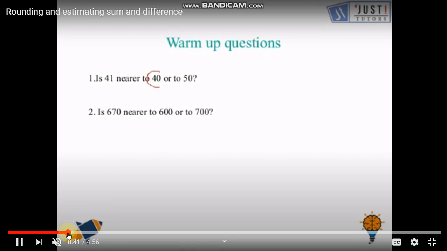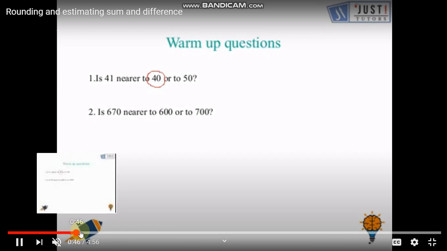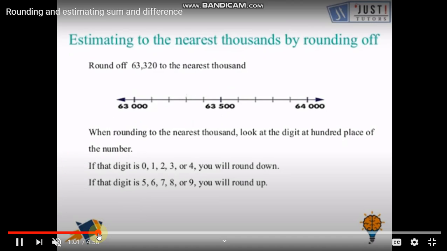Next, see for example 63,320. It is to be rounded to the nearest 1000. How to find this? 63,320 is in between 63,000 and 64,000. Between 63,000 and 64,000, the middle number is 63,500.